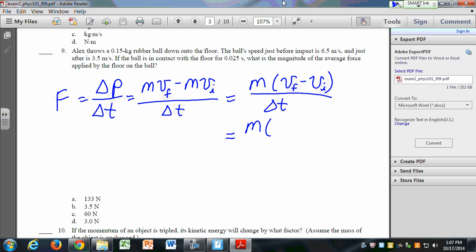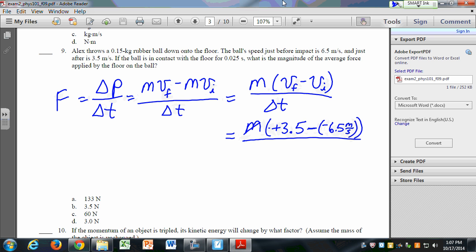That's right. Yeah, 3.5, and that's 3.5 meters per second up. So it's going to be positive 3.5. And what's my initial velocity? That's right, negative 6.5 meters per second. It's negative because it's going down. All right, so you have to do that difference of a negative.